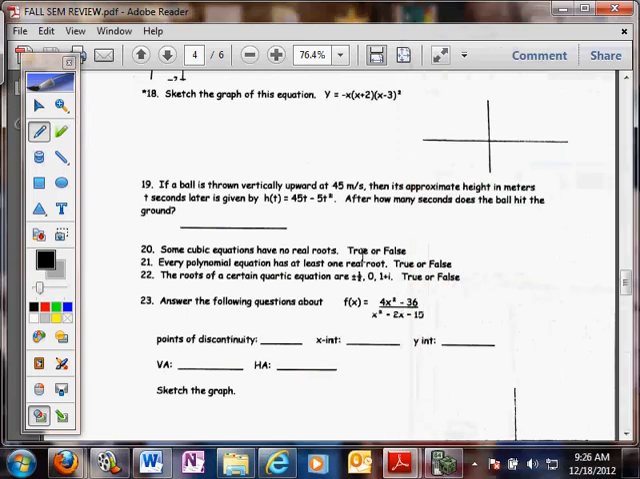Number 20 says some cubic equations have no real roots. I'll let you explore that. 21 says every polynomial equation has at least one real root. I'll let you explore that. Think about what we've done this year. Think about specific examples. 22, the roots of a certain quadratic equation are plus or minus a half, 0, and 1 plus i.